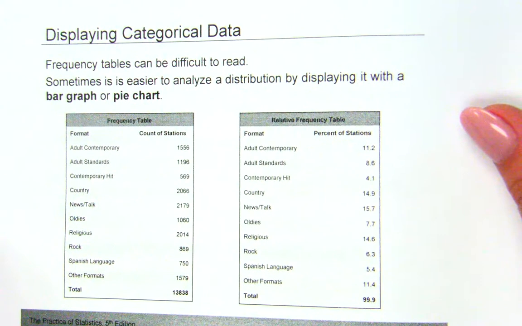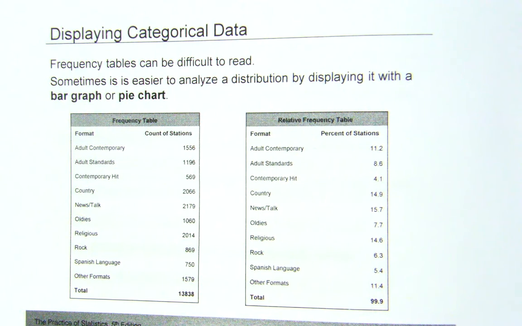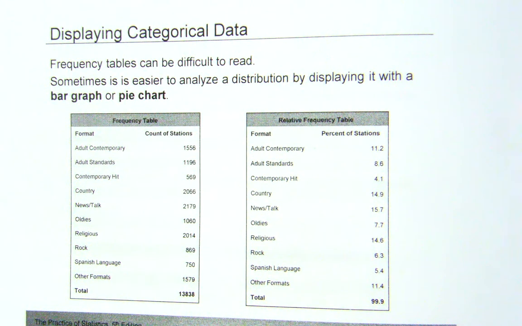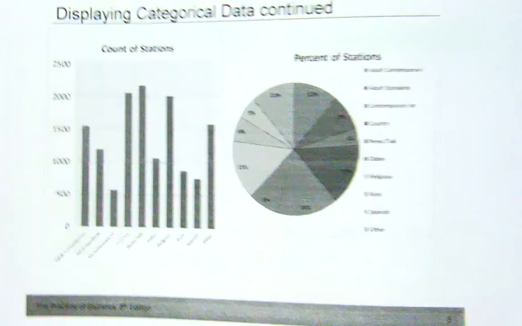Now, then the next one. Sometimes it's easier to analyze a distribution by displaying it with a pie chart or a bar graph. So in one of them, we're going to show you the bar graph, and the other one, I'm going to show you the pie chart and what it looks like. Because it really is easier to see what's going on sometimes with those two. It may not be just as easy to see with the frequency table or the relative frequency table. So this is what they look like. Okay, and this is your PowerPoint.